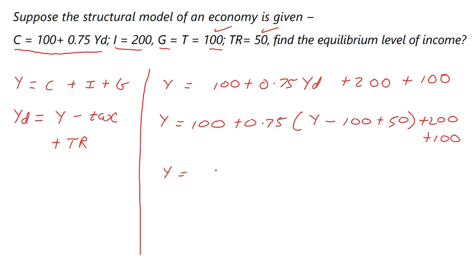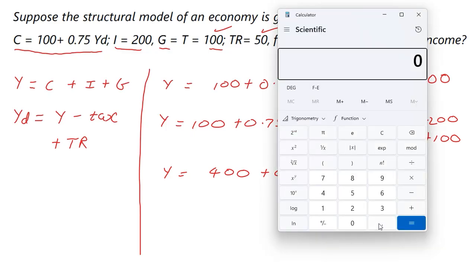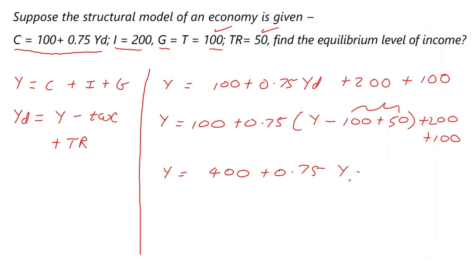which is 400. Let me just add that up first. 400 plus 0.75Y. And then we have 150. So minus 100 plus 50 is going to be minus 50, times 0.75, I think is the fastest way to go about it. So 0.75 into 50 gives me 37.5. Since 100 is a larger number, it's going to be minus 37.5. And then I have 400 minus 37.5.